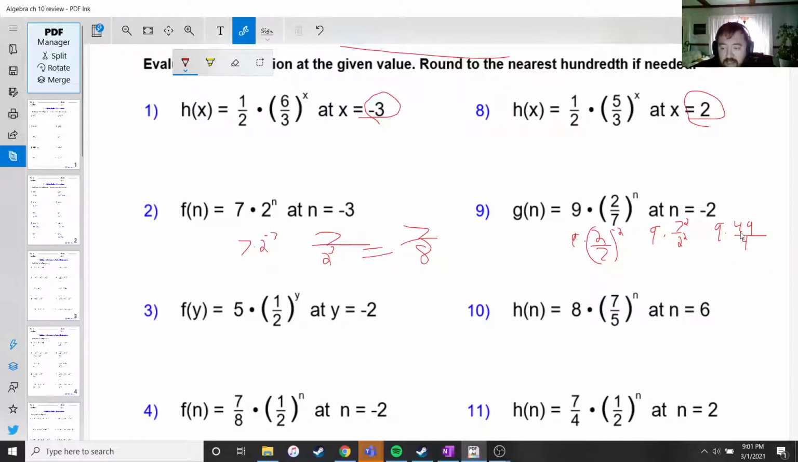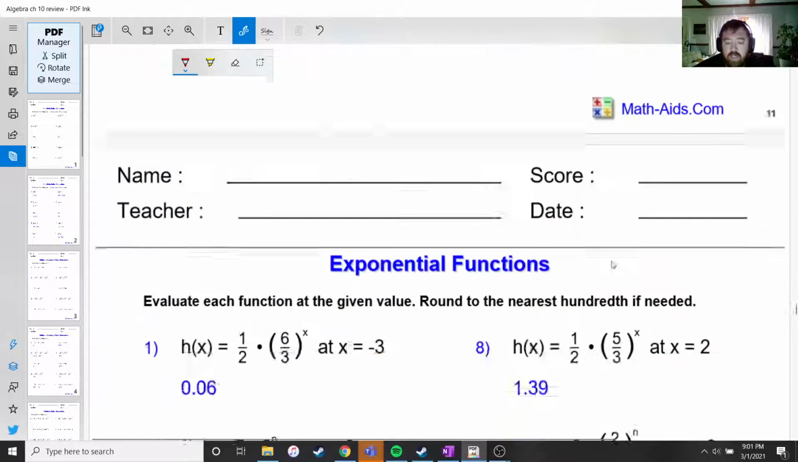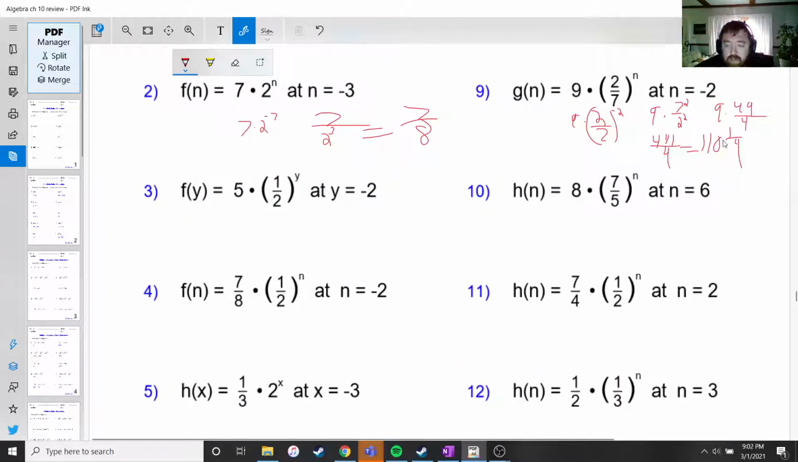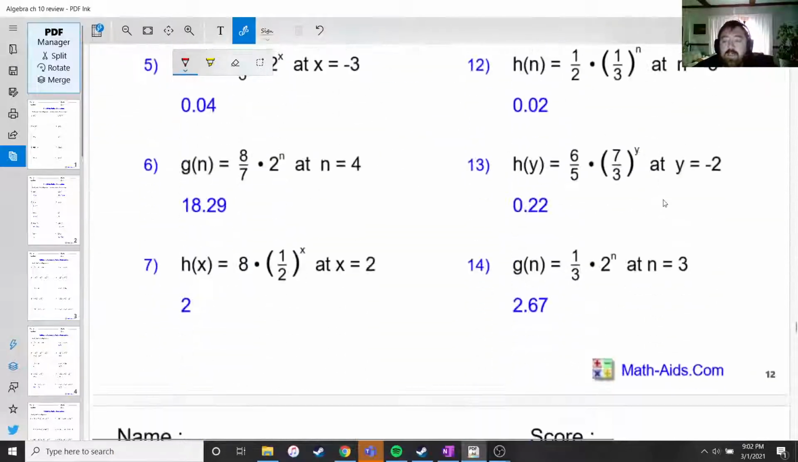Now we just need to simplify all of this. 49 times 10 is going to be 490 minus 49. So 490 minus 49 is going to be 441. 441 divided by 4 is equal to 110 1/4, or 110.25. Alright, so you get it, you're just plugging in the value there.